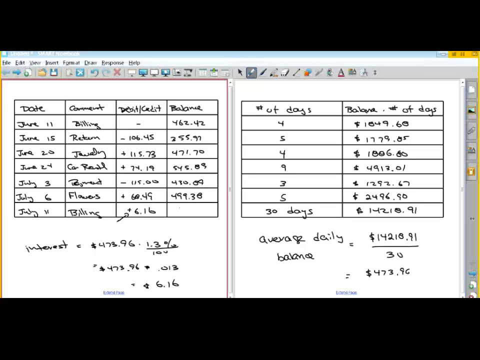So then we take $499.38, which is the previous balance here, and we add 6.16 to it, and we get $505.54, which is the new balance. And then you start all over again.